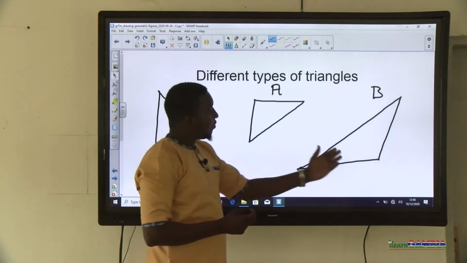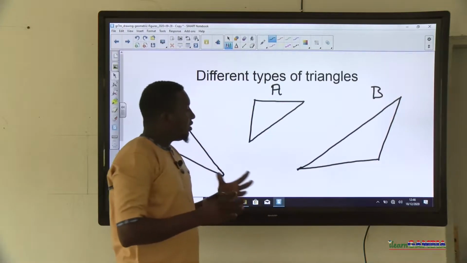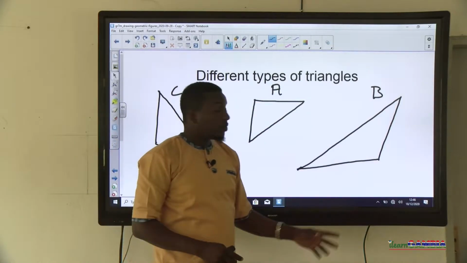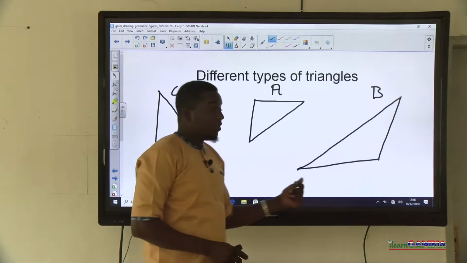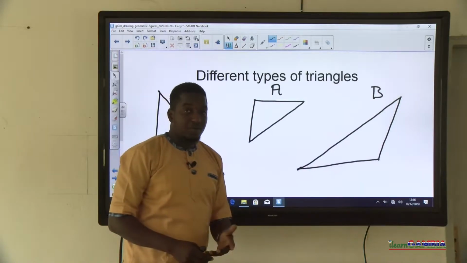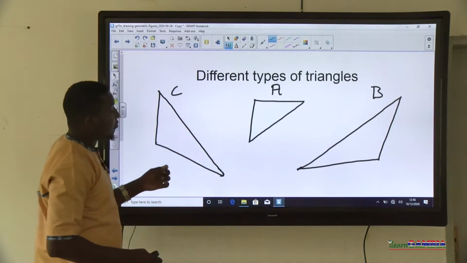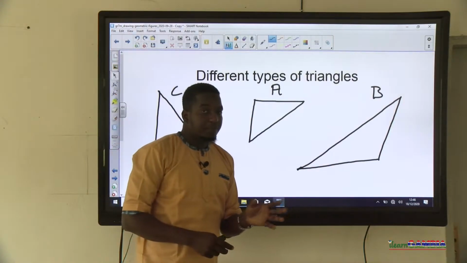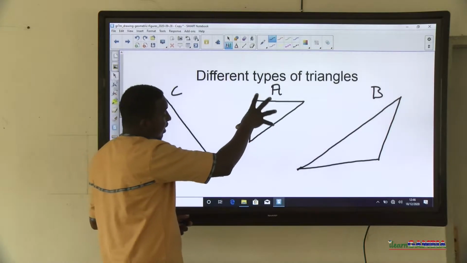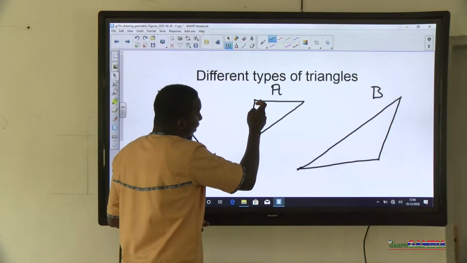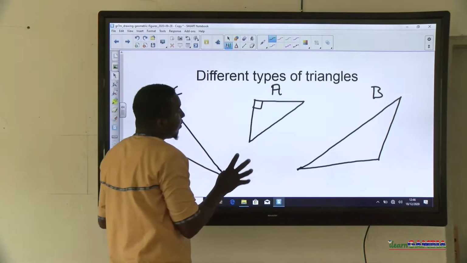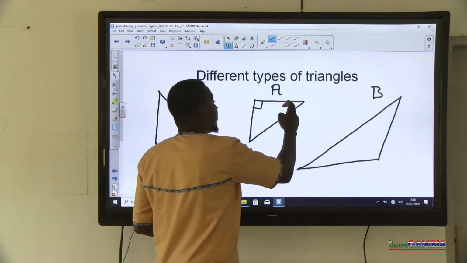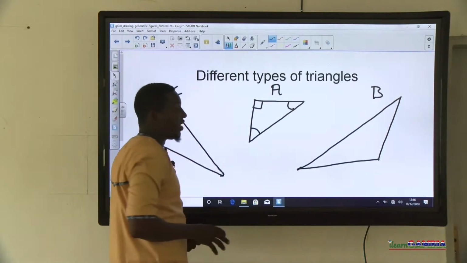If you look at triangle A and B, you will see certain differences in them. Although they are all triangles, because they all have three sides and three angles, the main difference between these triangles is that their angles differ. When we look at triangle A, we can pinpoint that triangle A has one of its angles equal to 90 degrees.